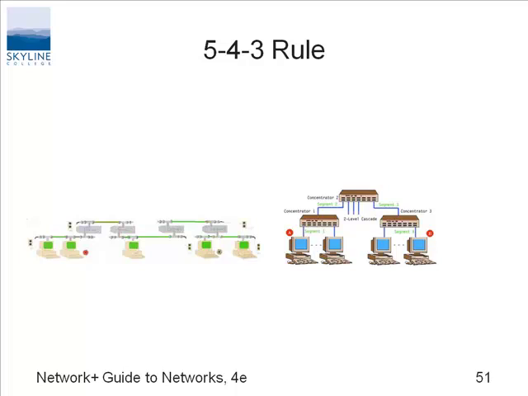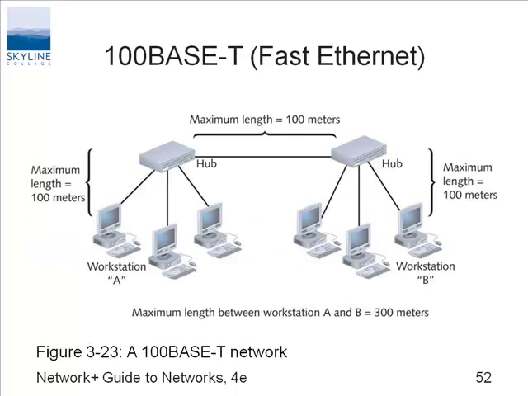A couple of pictures here. This one is a little deceiving in that it doesn't have 5 of them. 5's the maximum number. This one's got 1, 2, 3, 4 segments separated by 3 repeaters, and it has 2 of them populated. This one shows 1, 2, 3, 4, 5 segments separated by 1, 2, 3, 4 repeaters, and we have 3 of them populated. And that's all based on the ability to do that.